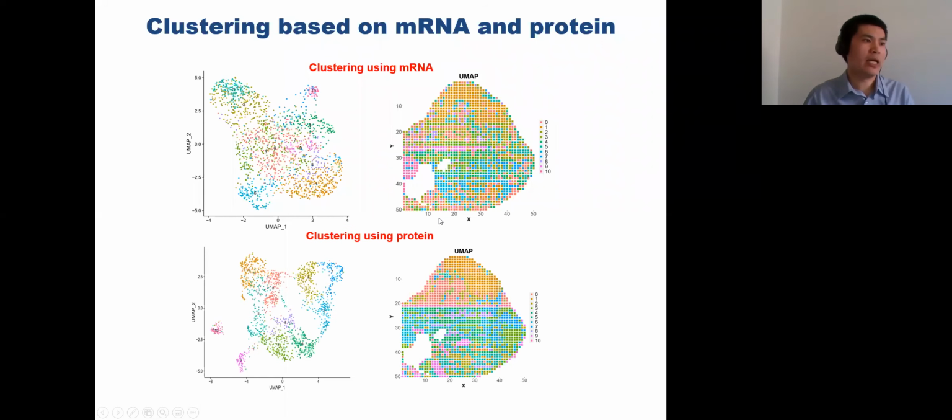And also we did clustering using proteins. The proteins show more distinct clusters than mRNA. That's probably because mRNA has large background signals, but proteins are pretty clear.